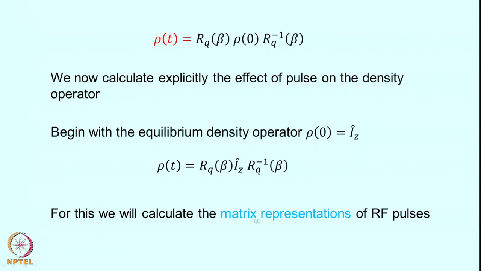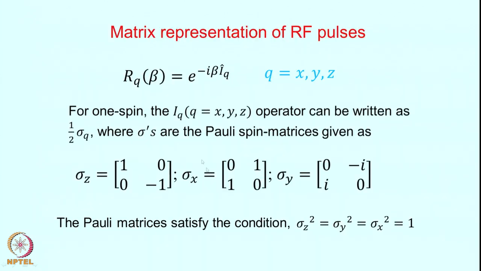So, for this we will calculate the matrix representation of the RF pulses. We have to get explicit matrix representations for these terms. So, how do we do it? So, let us write here again. Rq(beta) is e to the minus i beta Iq, q can be x, y or z. Now, we have earlier seen matrix representations of the operators Ix, Iy and Iz, and those were simply given in this form except for the factor half. So, therefore, this can be represented as half sigma q, where sigmas are the Pauli spin matrices.